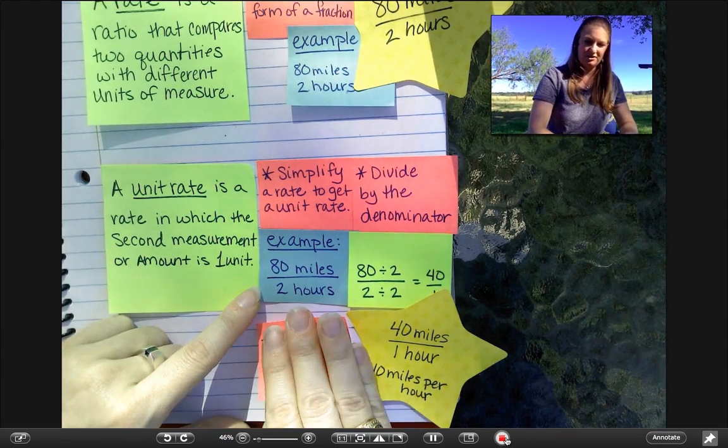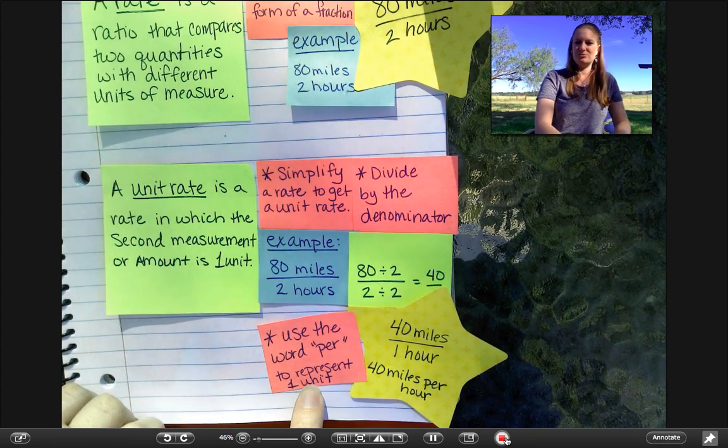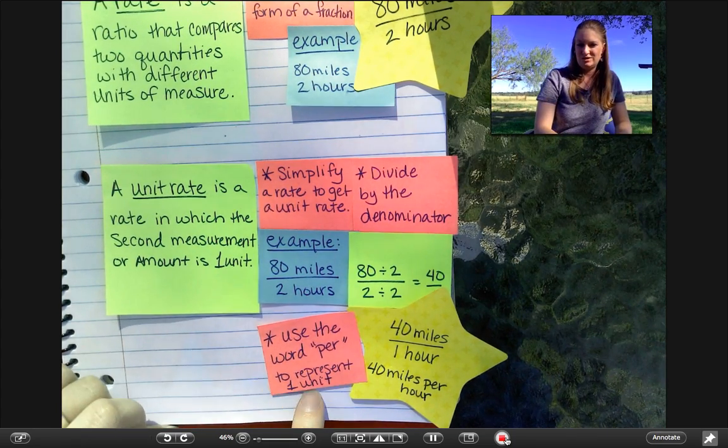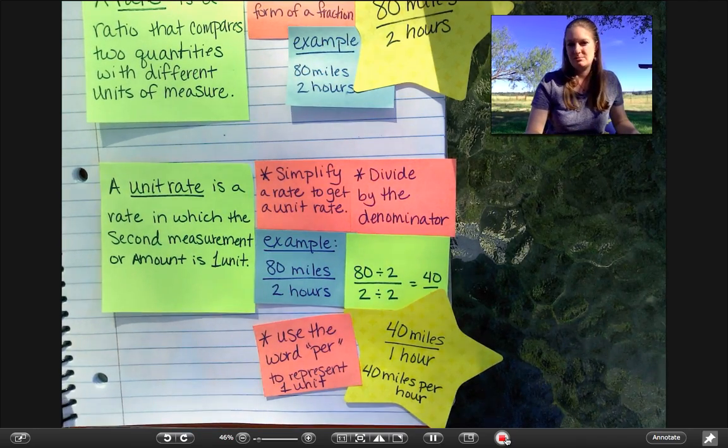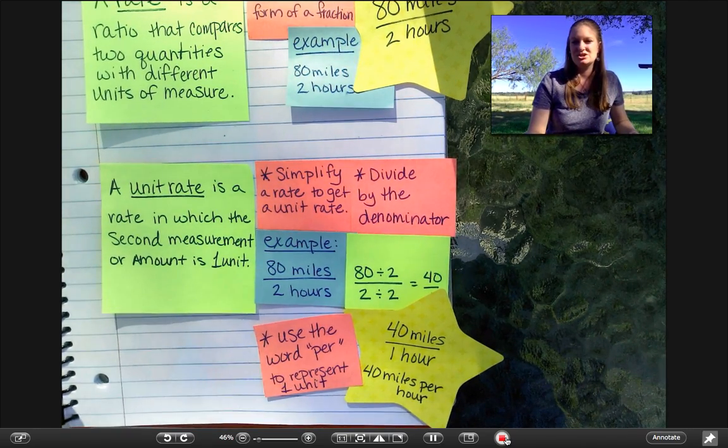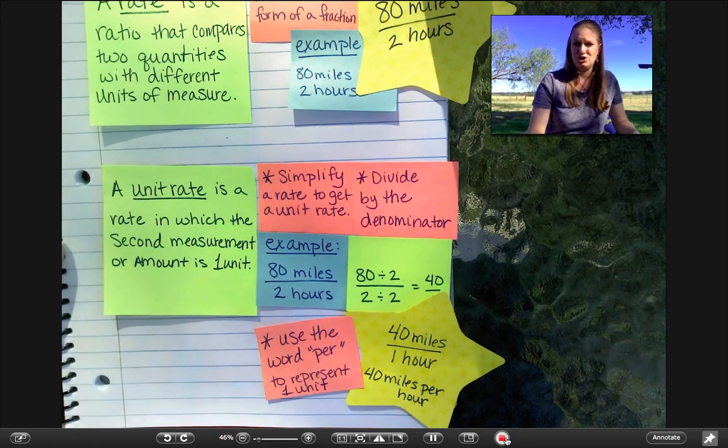So we use the word per to represent that 1 unit. Okay, so you'll hear it say something per something. That's when you know it's a unit rate, when they use that word per.